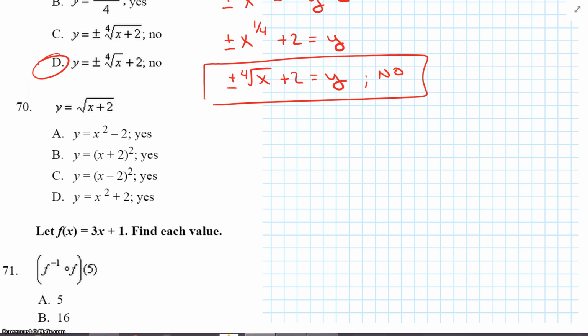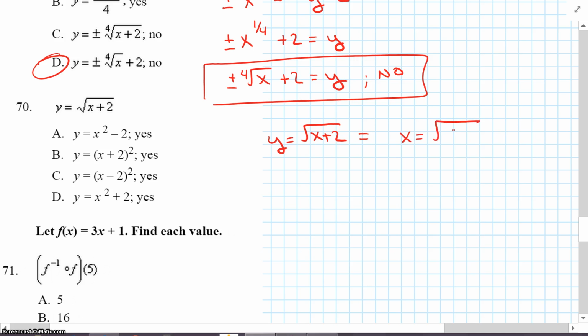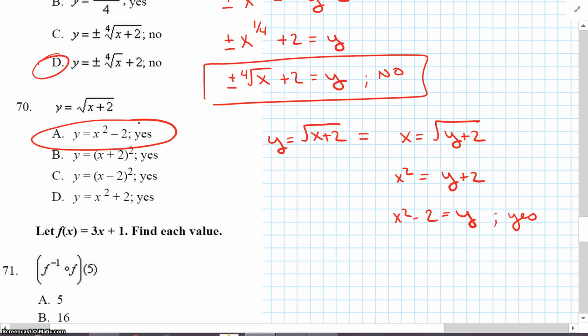Last one on this section anyway. Y equals the square root of x plus 2. Step 1, flip the x and y. So x equals the square root of y plus 2. Square each side. So x squared equals y plus 2. Subtract 2. So x squared minus 2 equals y. And yes, it is a function. So the answer would be A. Okay, we'll stop there on the first set of notes, and we will continue in just a second.